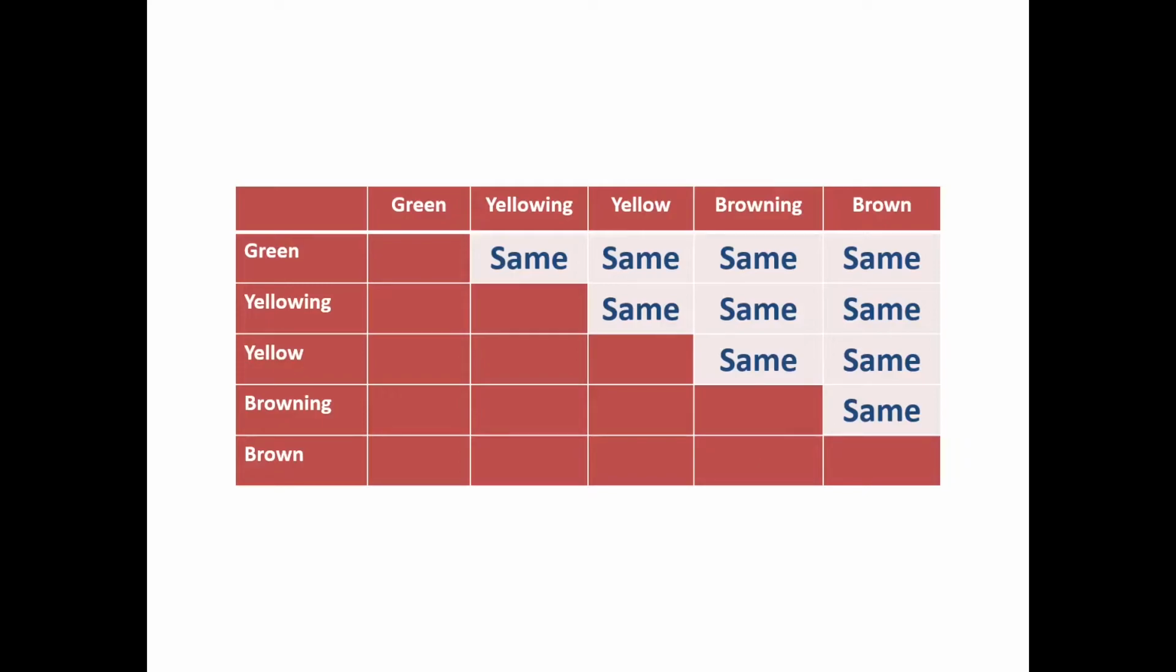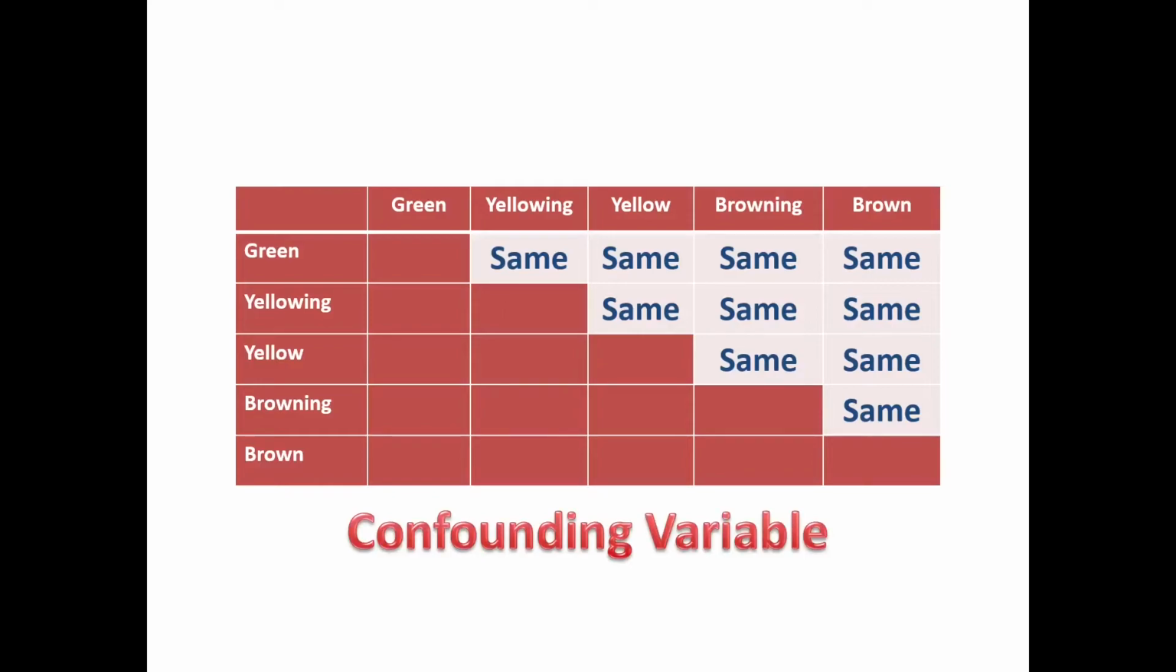In statistics, this is called a confounding variable, something that wasn't part of your analysis, yet it has an effect on your results. So the reason this type of test is called a one-way ANOVA is because there's just one variable here we're analyzing, color.